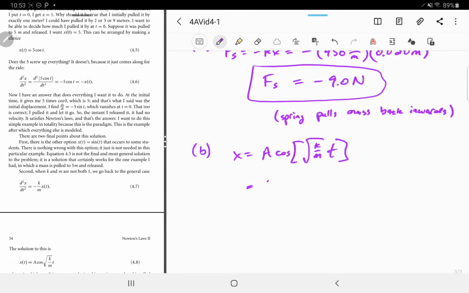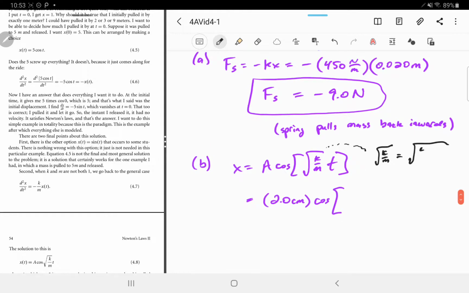Our equation is going to be 2 centimeters cosine of square root of k over m. Let's see what that is. Square root of k over m is the square root of 450 newtons per meter divided by the mass, which is half a kilogram. As long as k is in SI units, newtons per meter, and m is in SI units, then this is going to be a 1 over time.